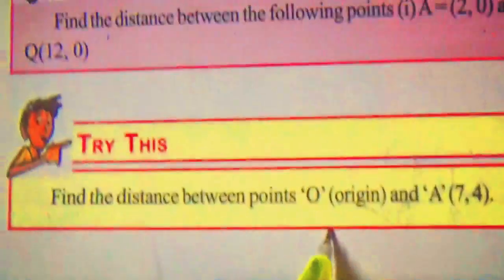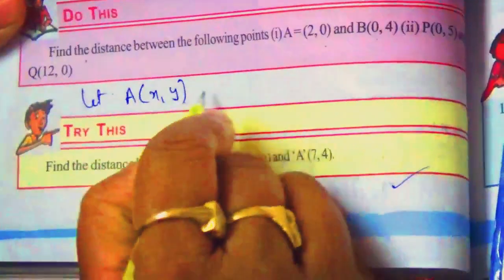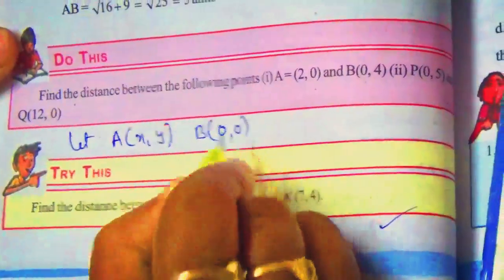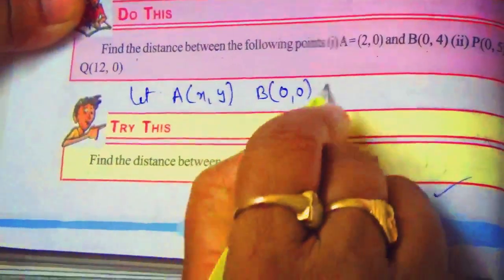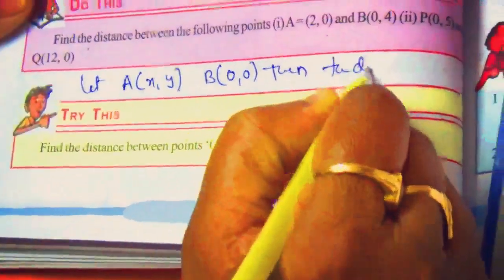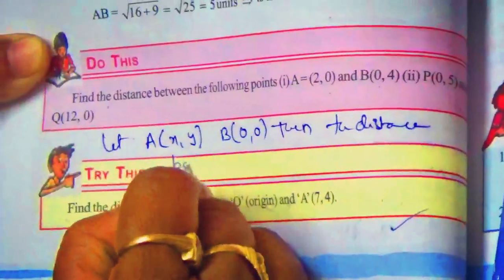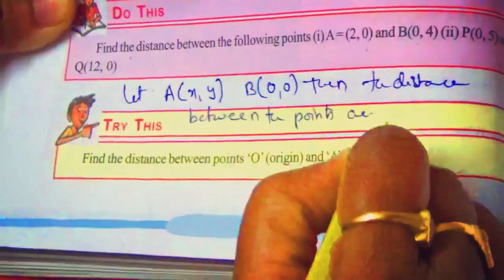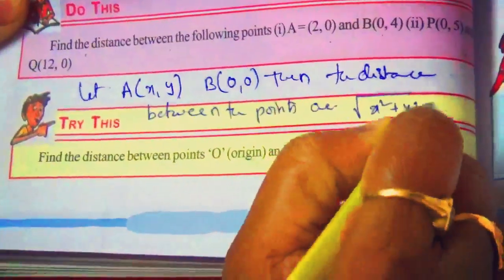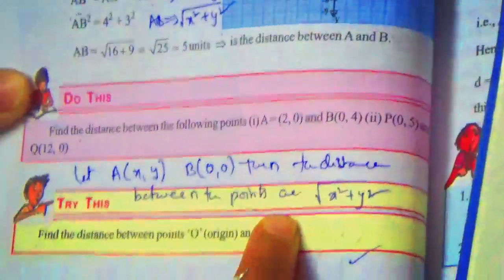Look here. It is one kind, and it is another kind. Here we have to take the origin. Let A be (x, y) and B be the origin. Origin means (0, 0). Then the distance between the 2 points is the square root of x square plus y square. The same formula.